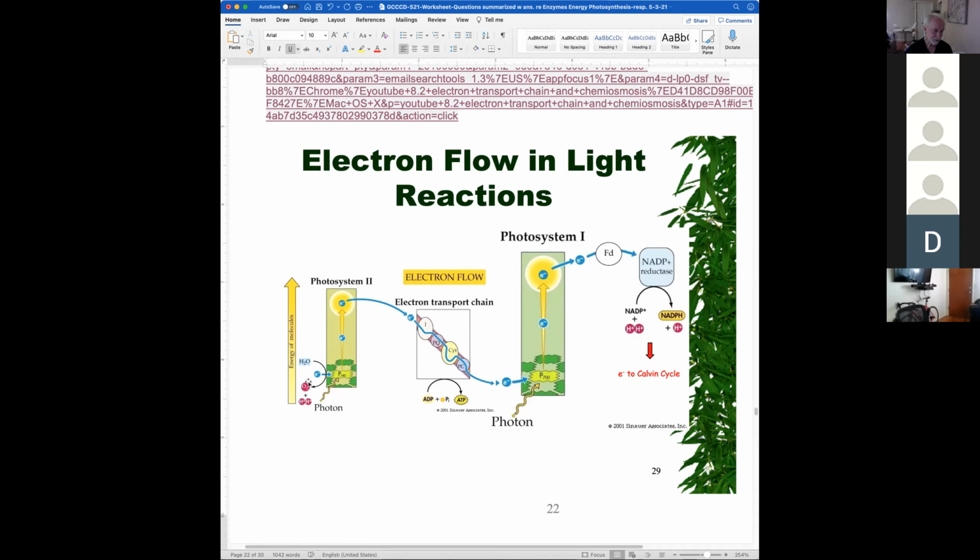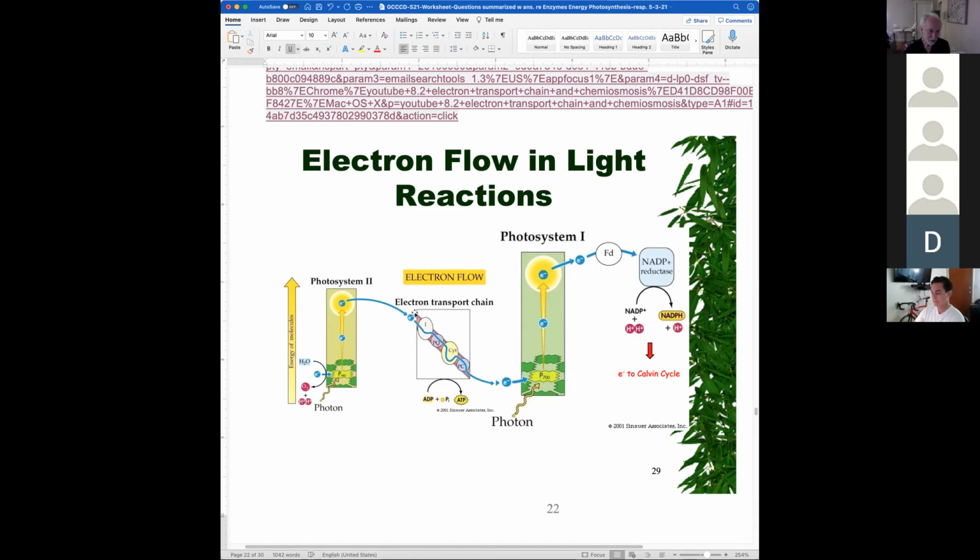The oxygen goes off as 1/2 an O2. It can later become an oxygen molecule, and 2 protons. The electrons that are released are highly energized by this photon of light to a high energetic state. And this is where they enter the electron transport chain. This is now in the chloroplast. The video showed you what happens in a mitochondrion, where it's very similar to what happens in the chloroplast.